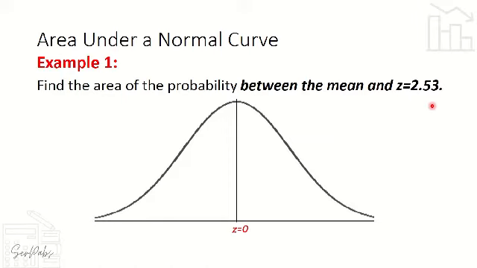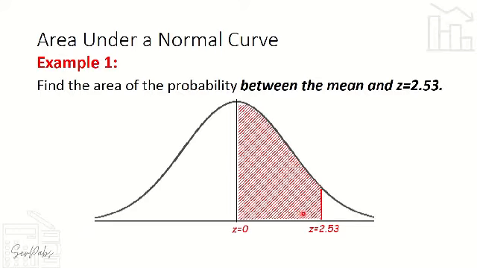And then, Z is equal to 2.53 will be located at the right side of our mean. So, nasa kanan siya ng mean kasi yun ay positive. So, 2.53. And then after that, we will shade the area kung saan kukunin natin yung probability. So, itong area between 0 and 2.53 yung kailangan nating i-shade para makuha yung probability. So, ayan, yung ating area.